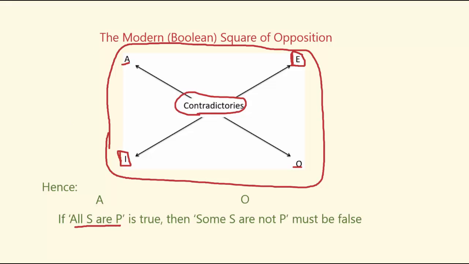Likewise, if we plug in true for our O proposition, then our A proposition has to be false. If we plug in false up here, then our O proposition has to be true. And the same thing's going to happen with our E and I propositions. If it's true that no S are P, then it's got to be false that some S are P. And if it's false that some S are P, it's got to be true that no S are P.